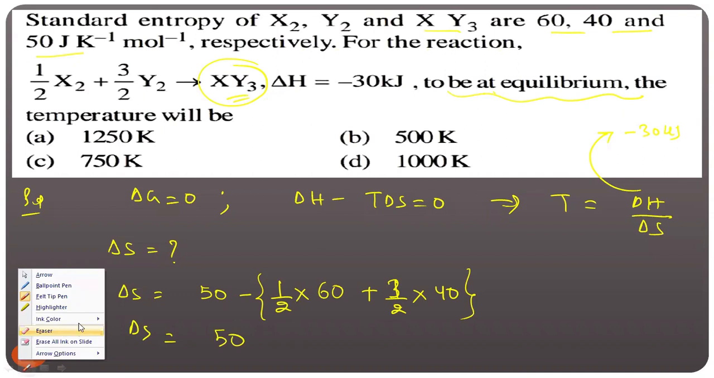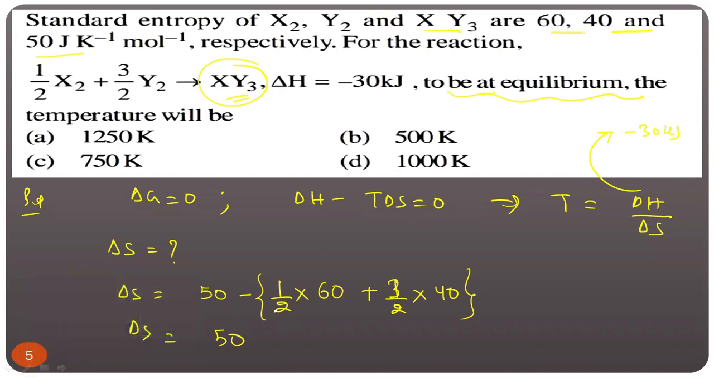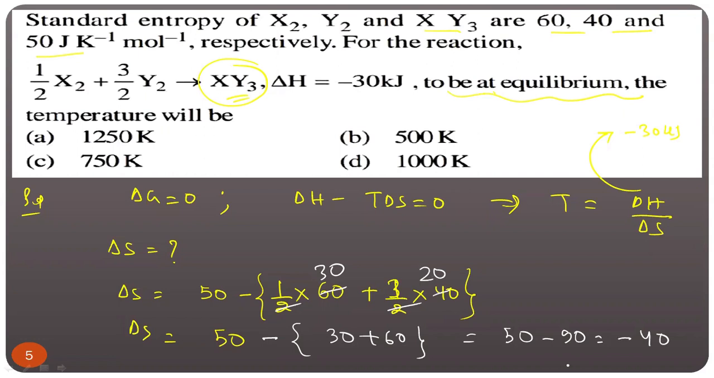Wait for a moment. Now this is 30 and this is 20. Is it clear now? So what we are getting is 30 plus 60. Yes, bracket on, 30 plus 60. Is it clear? That means to say 50 minus 90, that is delta S is equal to minus 40. Is it clear now? Delta S is equal to minus 40.